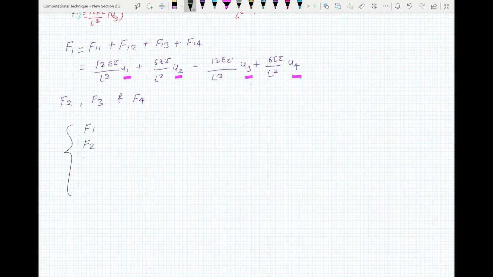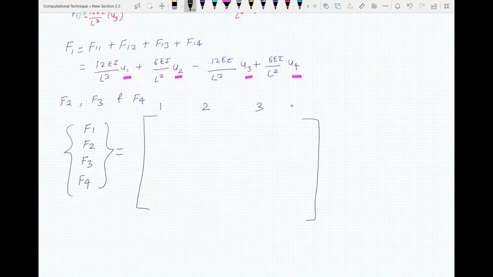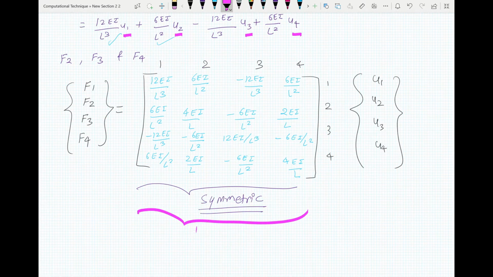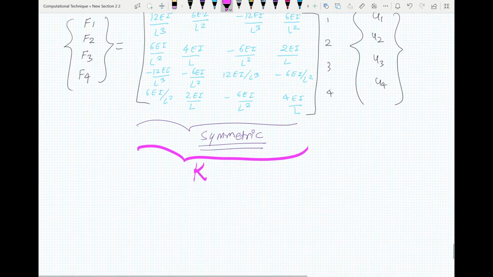You look at F1, F2, F3, F4, which will be equal to, you will have a big matrix here. It will be 1, 2, 3, 4, 1, 2, 3, 4, and here you'll have displacements U3, U4. I can see here that this matrix is symmetric. Now this is our required stiffness matrix for the beam element. So there we have it.